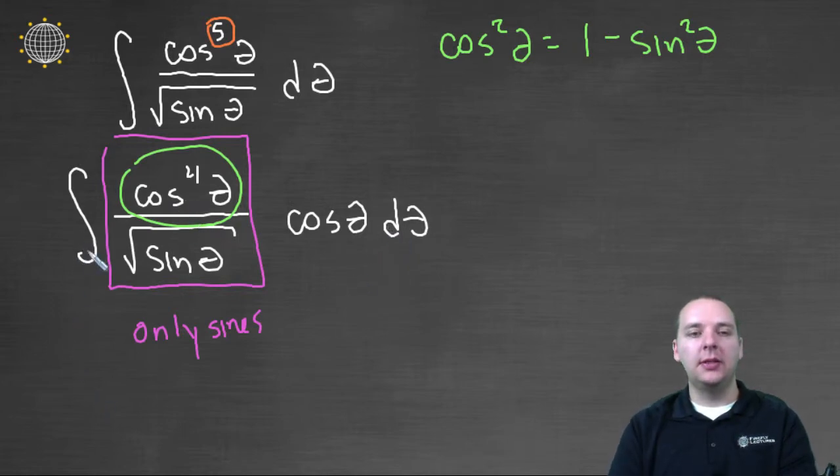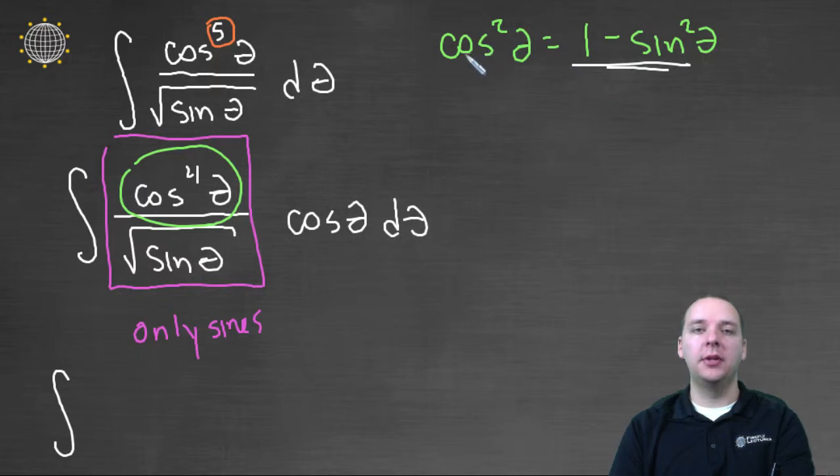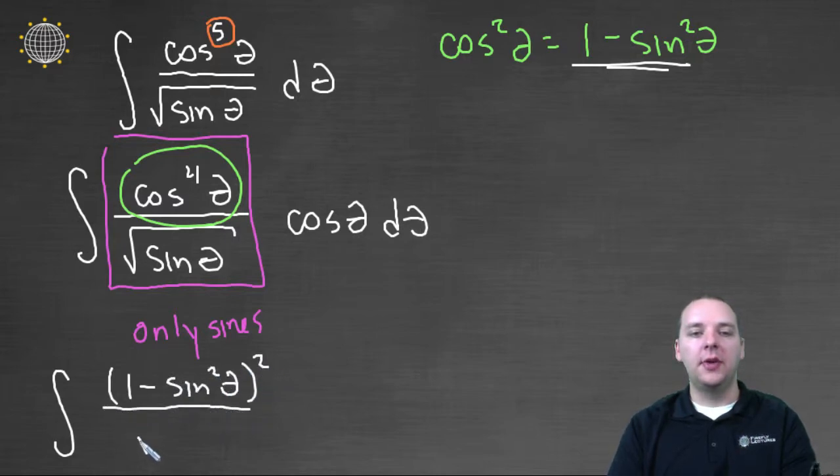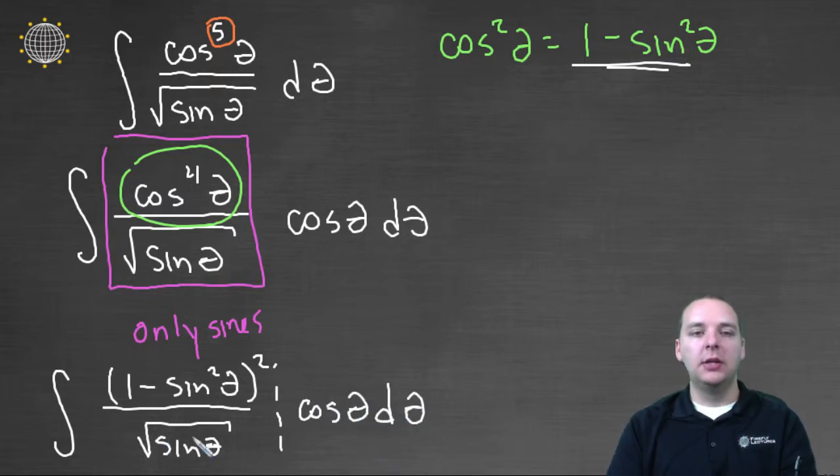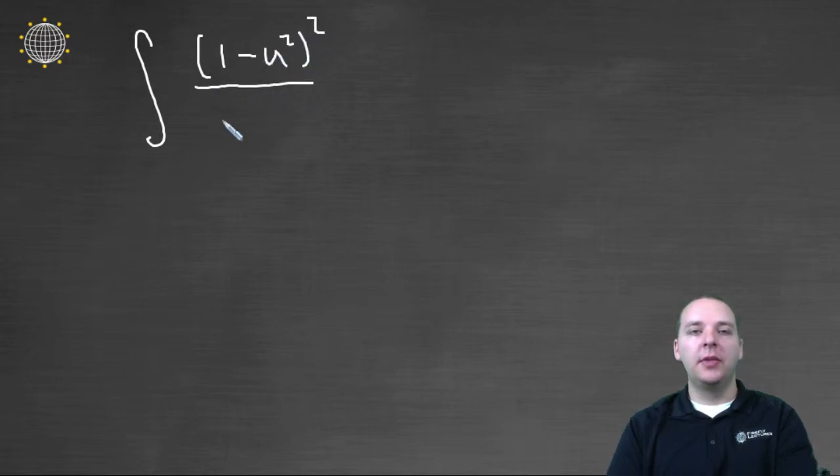So let's see if we can jot down what this left-hand side would be. It would be the integral. Cosine to the fourth is actually this guy squared, because this 1 minus sine squared would need to be squared to be equal to cosine to the fourth. So we'd have 1 minus sine squared theta quantity squared divided by the square root of sine theta. And then we would have a cosine theta d theta at the end of the problem. All right, so a function of u with a du. So let's see if we can rewrite this now in terms of u. This will be the integral of 1 minus u squared quantity squared divided by the square root of u with a du at the end.